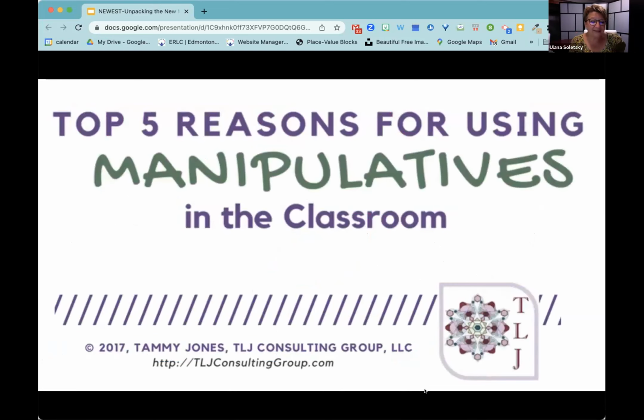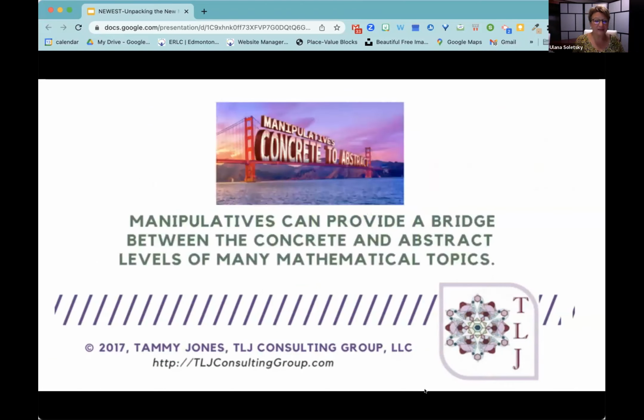So taking this from a cute little website I found, it's called TLJ Consulting. She put on 5 reasons for using manipulatives in math. The number 1 is that it provides a bridge between the concrete and the abstract levels.